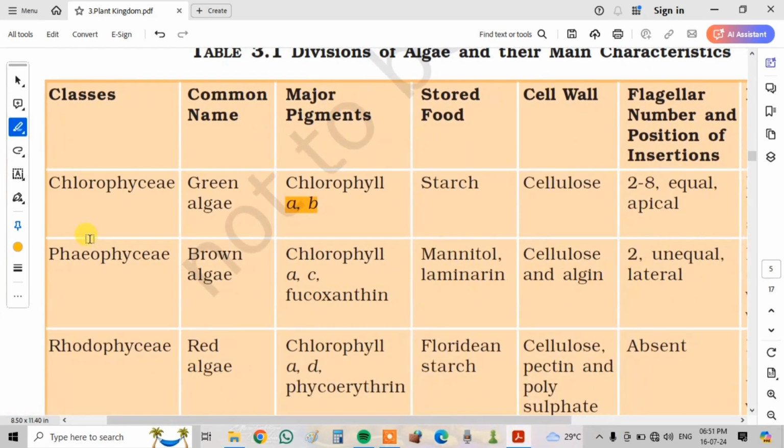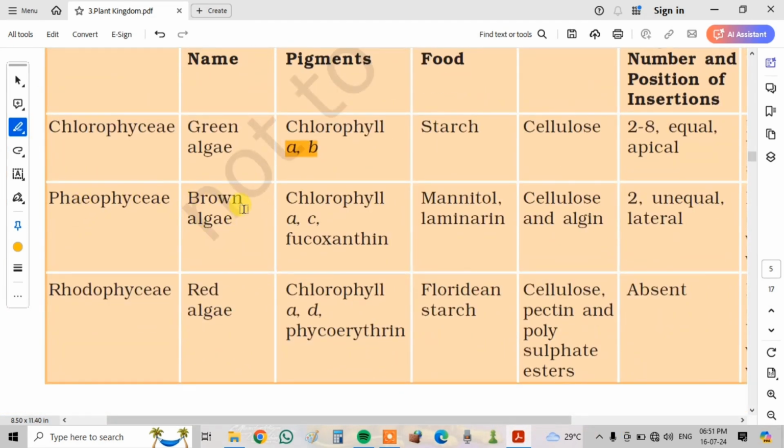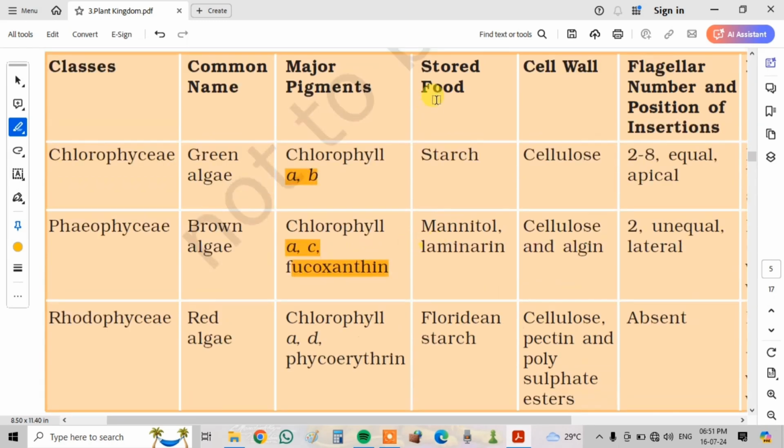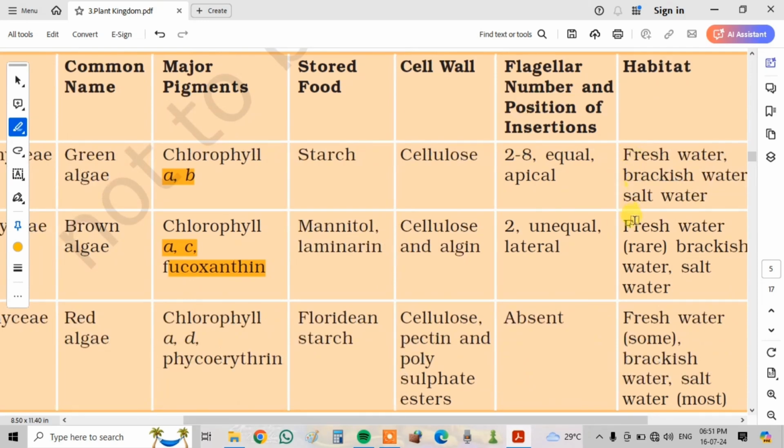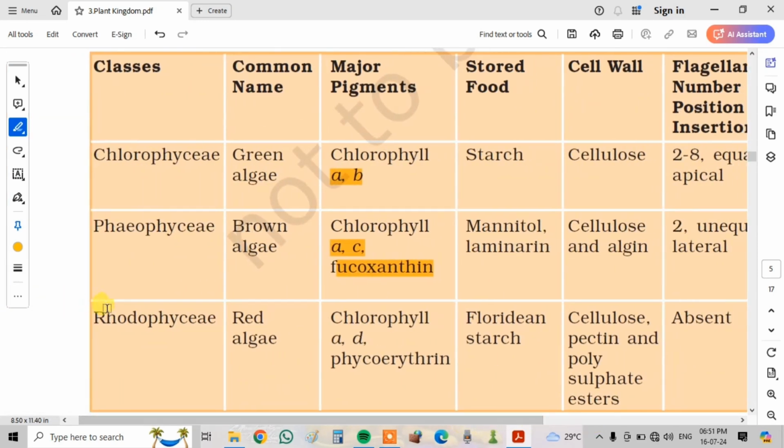Next, the second class is Phaeophyceae. Common name is brown algae. Pigments are chlorophyll a and c, and fucoxanthin. The stored food is mannitol and laminarin. Cell wall is made up of cellulose and algin. Flagella number is 2, unequal and lateral. Next, habitats: freshwater is very rarely found, and saltwater marine is common in Phaeophyceae.